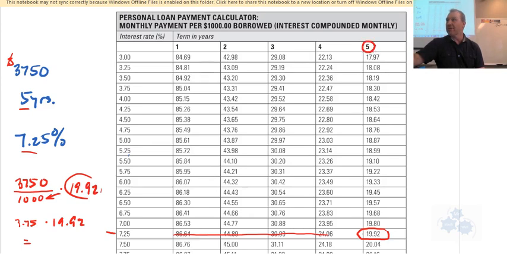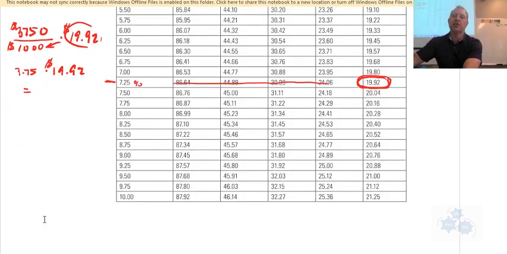So look at 5 years, over here, guys. Hello. Oh, hello, air conditioner, you're back on. So for 5 years, you go down to 7.25%, and where that column meets the row, that's the number. So it's $19.92 per $1,000. So that's 3.75, because I have 3.75 thousands, times the payment. Okay, not too bad. That was a tricky one.